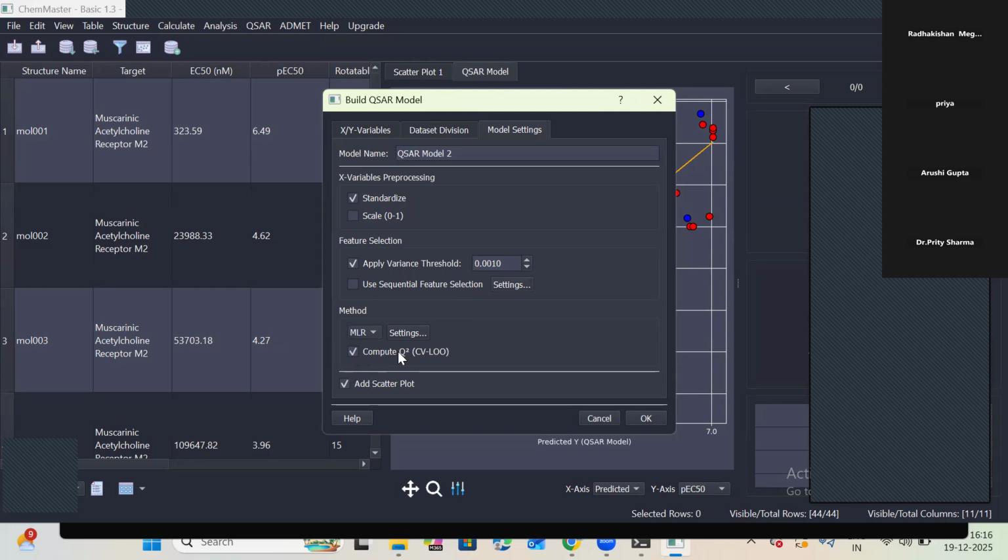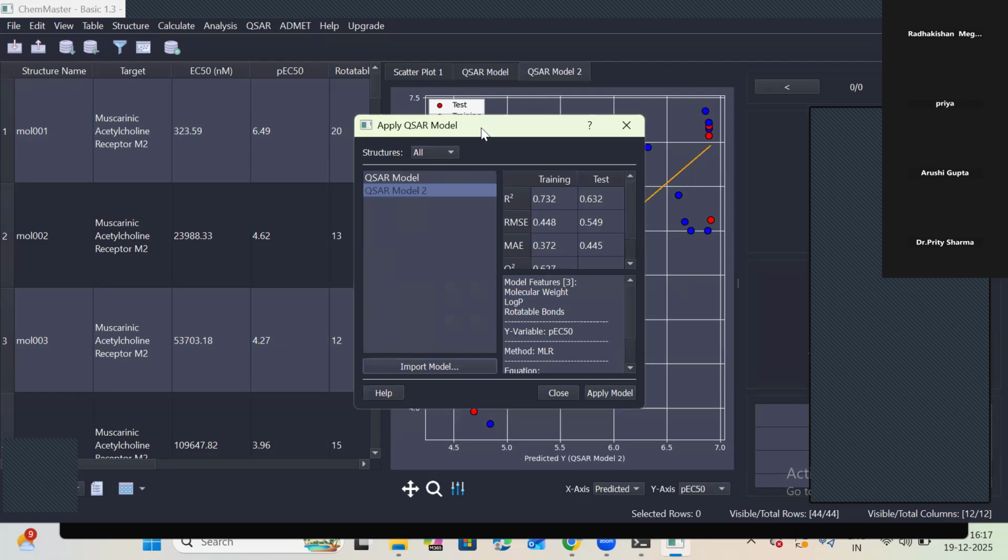Next, we want to compute Q square, CV and LOO. What is Q square? Q square predicts the ability of the model using cross validation. What is LOO? It is specified as leave one out. What does leave one out mean? One sample is removed and the model is built, and then that removed sample is predicted. Like this, one by one is removed and all the samples are predicted. That is LOO. Now we click OK.